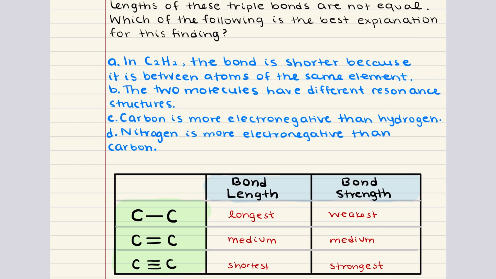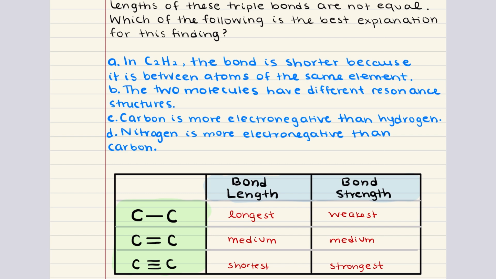Let's go to C. C says carbon is more electronegative than hydrogen. Okay, this is a true statement on its own, but it does not directly explain the difference in triple bond lengths because the triple bonds is not happening between the hydrogen and the carbon. The triple bond is happening between carbon and carbon for acetylene and carbon and nitrogen for hydrogen cyanide.